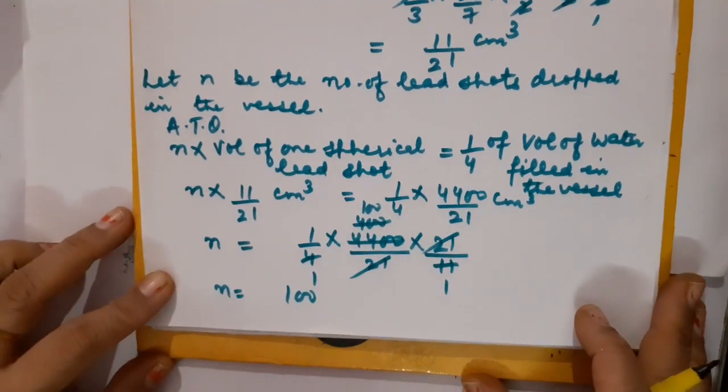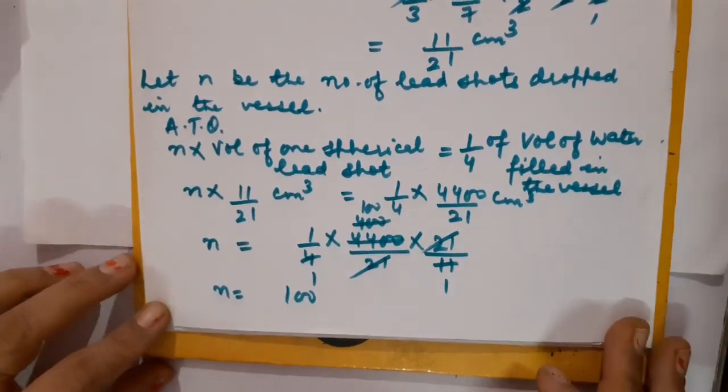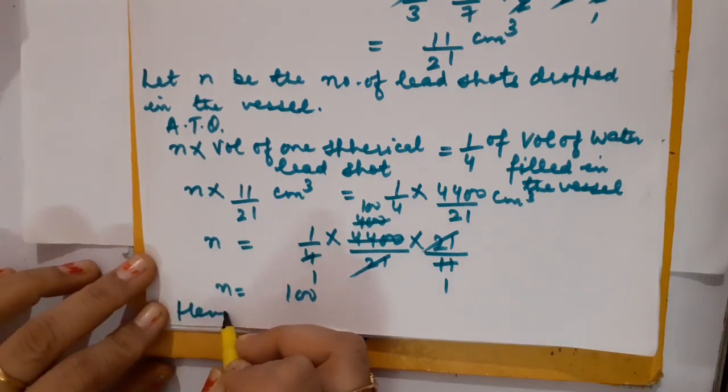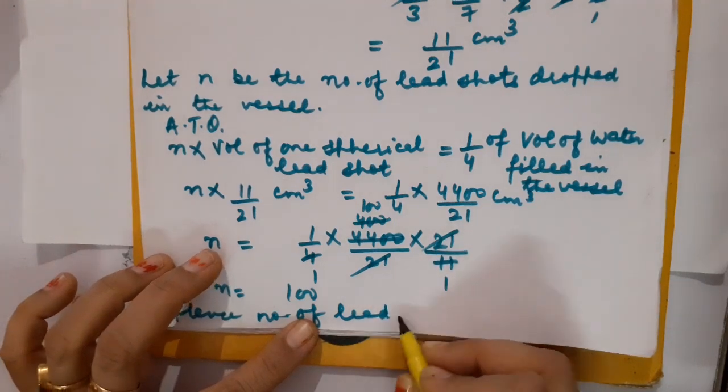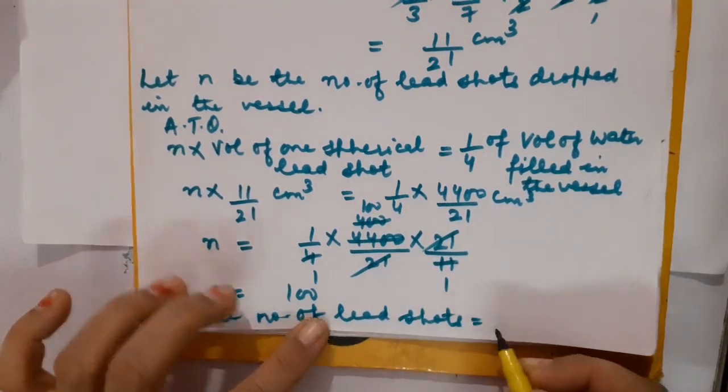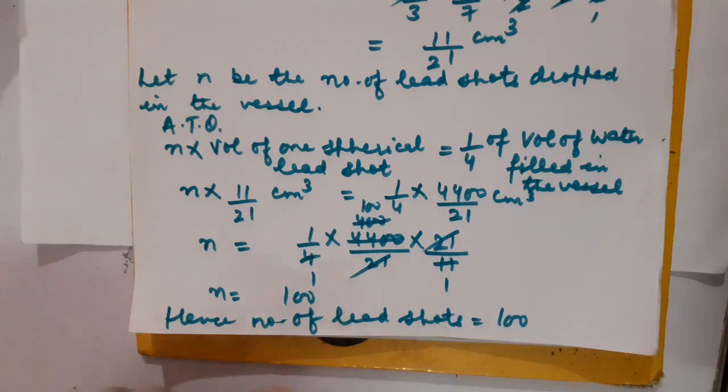Means how many lead shots were there? There were a total of 100 in number. Hence, the number of spherical lead shots must be equal to 100. Understood?